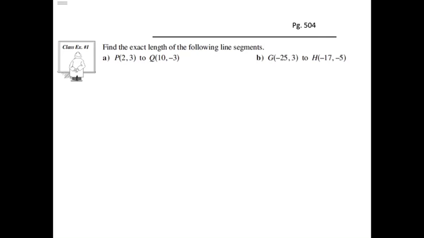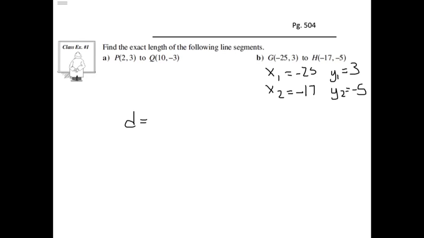For B, let's establish your x1 and x2 again. So x1 is going to be negative 25. x2 is going to be negative 17. y1 is going to be 3, and y2 is going to be negative 5. So all you need to do here is plug this into the formula.